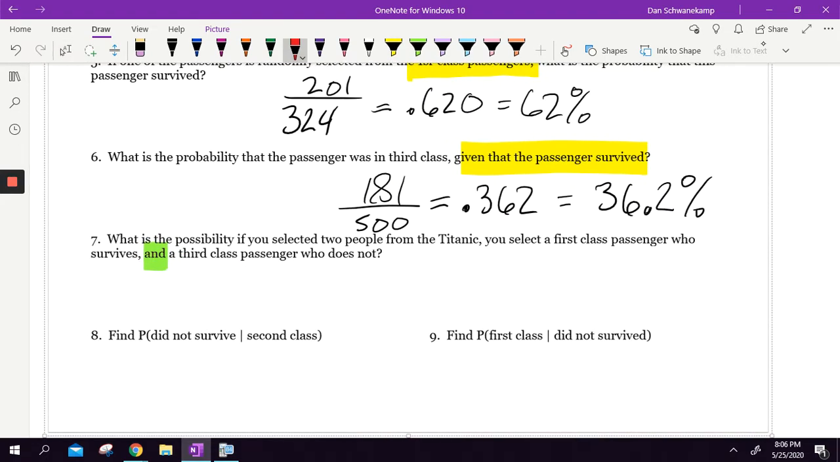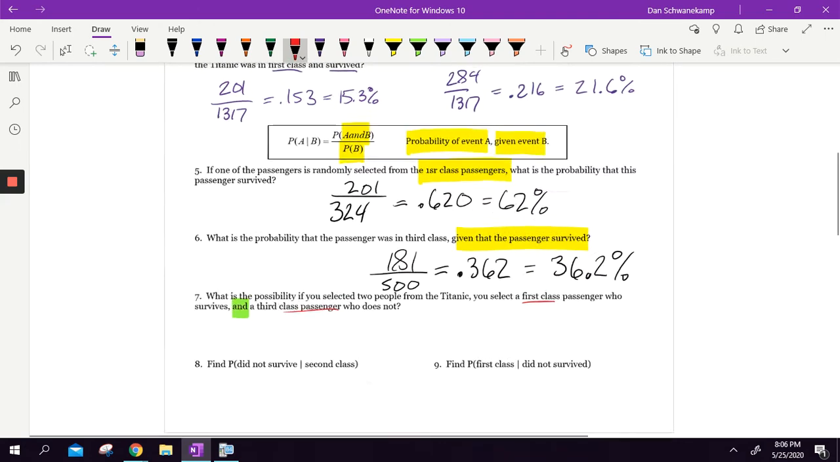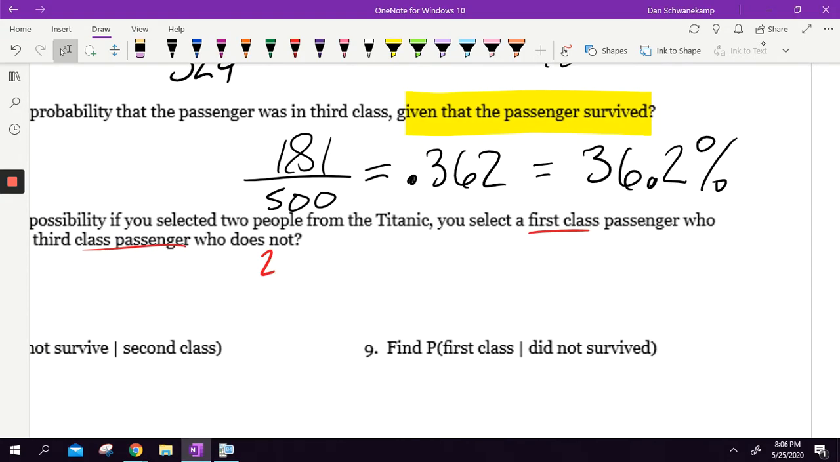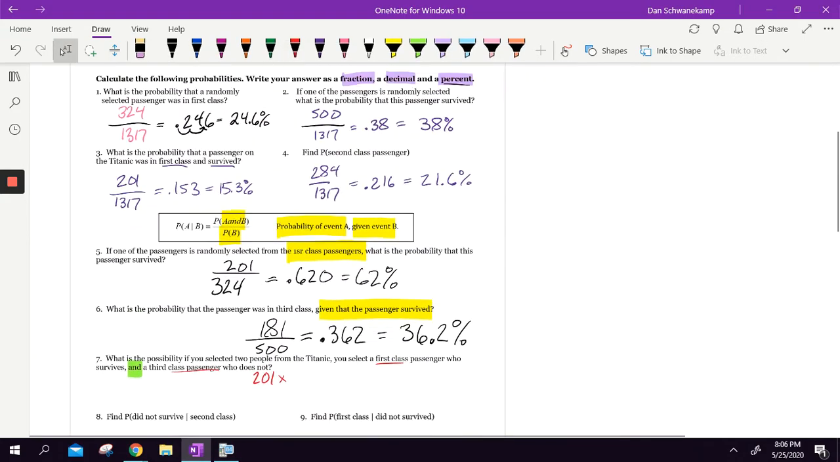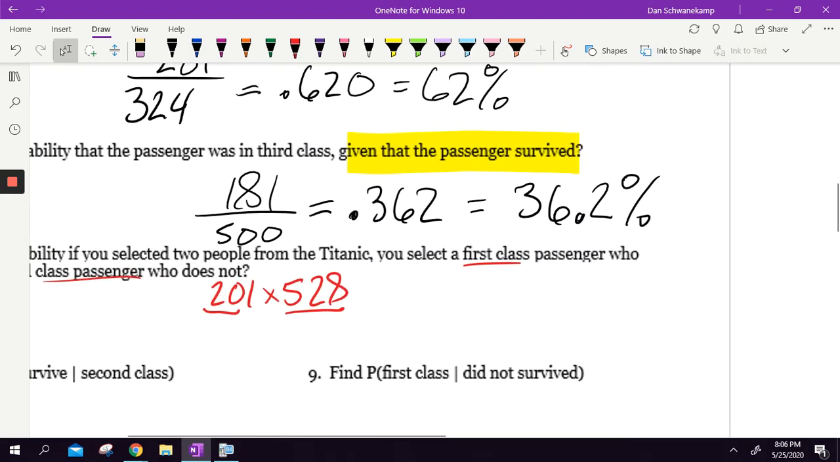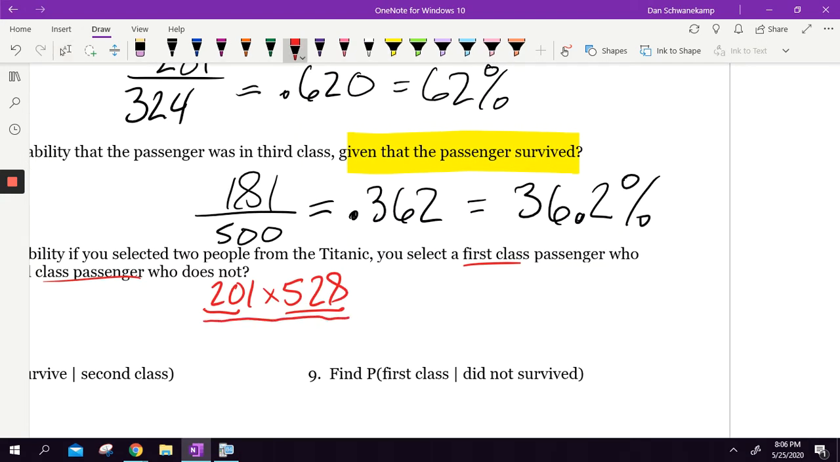What is the probability that if you selected 2 people from the Titanic, you select a first class passenger who survives and a third class passenger who does not? All right, so this is probably a little more detailed, and maybe I'm reading into it too much. But first class is 201, third class is 528. So we're going to take 201 times 528. This is the probability of A happening, and this is the probability of B happening. We're taking those two numbers and putting them together, and we're going to divide by me selecting 2 random people. So this is the combinations that would be good out of the total combinations.